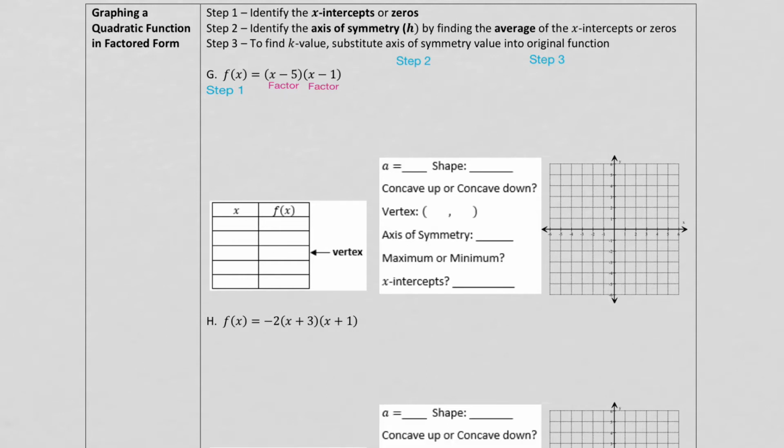Okay, so how do we actually graph a quadratic function in factored form completely? So there's a three-step process. First, in step one, let's identify the x-intercepts or the zeros. So remember, in factored form, we can see the factors of the quadratic.